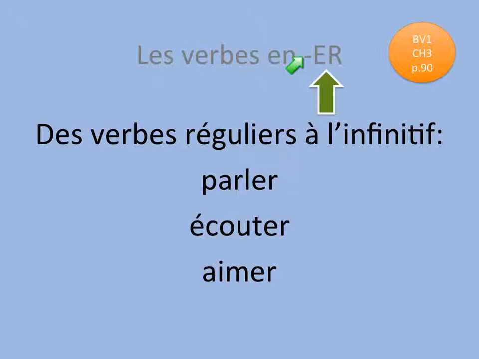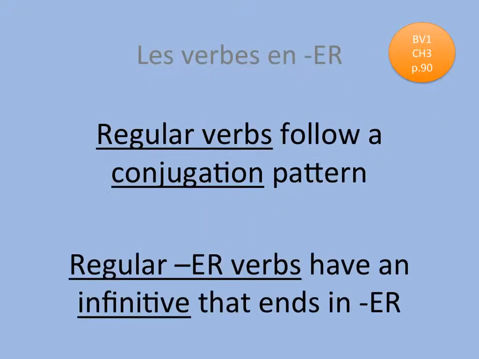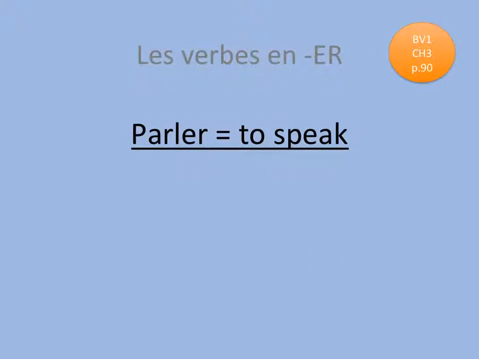So what is an ER verb? Well, these are all ER verbs. What do they have in common? They end in ER. ER is the last two letters of each of their infinitive forms. Regular verbs follow a conjugation pattern that we're going to learn, and regular ER verbs have an infinitive that ends in ER. So, let's begin with parler.